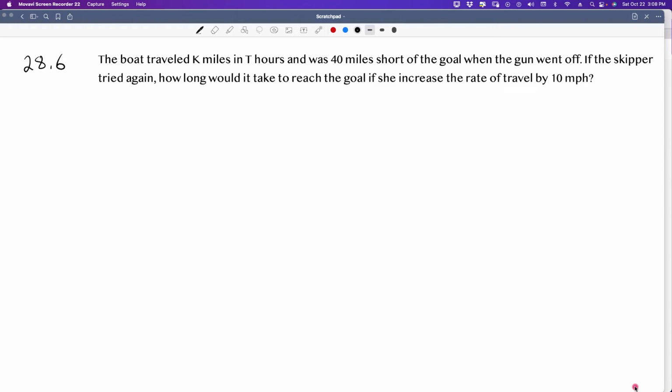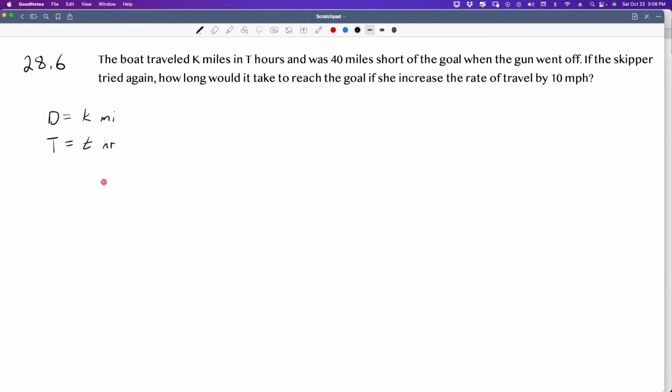Okay, I don't know if I told you this or not, but take it one step at a time. So let me put 28.6 up here. All right, last problem. The boat traveled K miles. So K is our distance. Our distance is K miles in T hours. So that's our time. Our time is T hours.